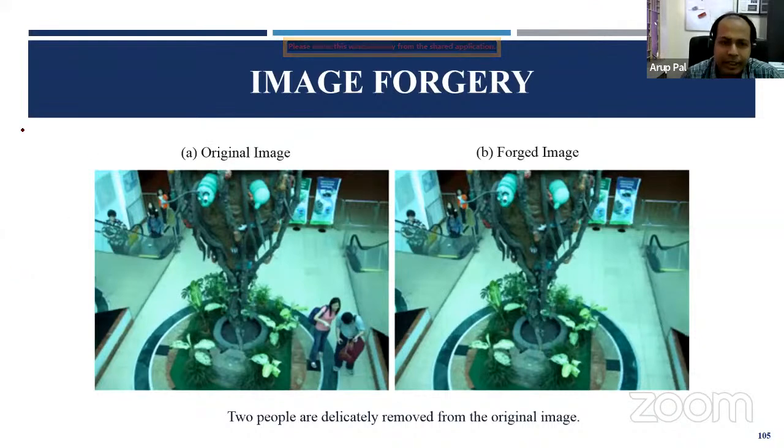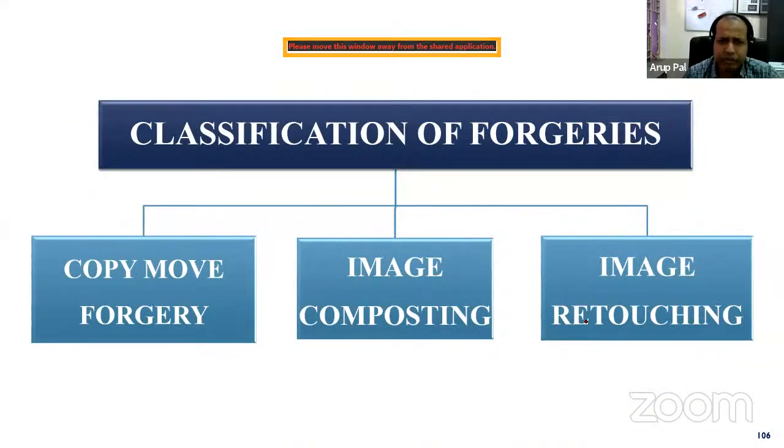Okay, let's see. This is one of the original images, and you have intentionally removed this particular content from here. So what happens if you remove this content? You can then prove that at that particular moment you were not present in this shopping mall. This is tampering of your content. Now how can you detect this kind of thing?